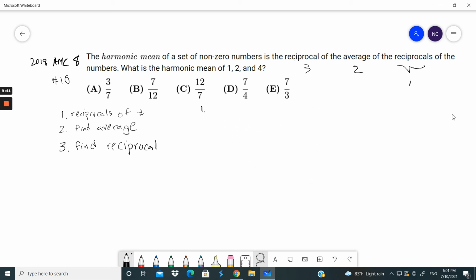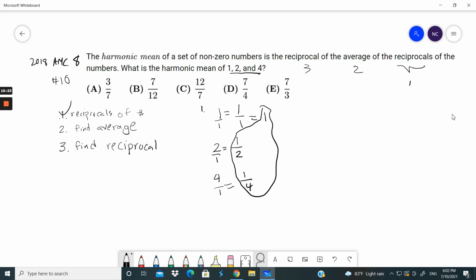Now, let's find the reciprocals of the 3 numbers given, 1, 2, and 4. So 1, the reciprocal is 1. Why is that? 1 is 1/1, and the reciprocal of that is 1/1. So 1 is that number that if you take the reciprocal of it, it's exactly the same number. So that's the first reciprocal. 2. 2 is the same thing as 2 over 1, and if we take the reciprocal, it's 1/2. 4. 4 is the same as 4 over 1, and the reciprocal is 1/4. Alright, that's step 1 finished. We have our reciprocals. Cool.